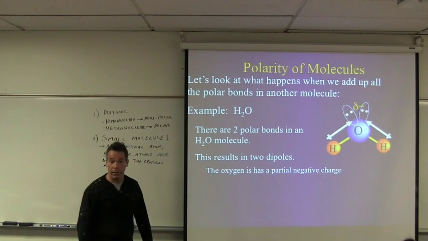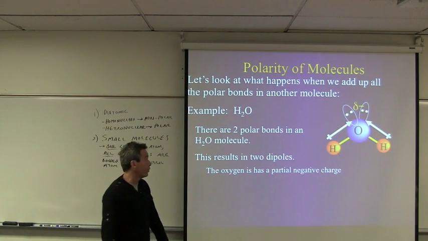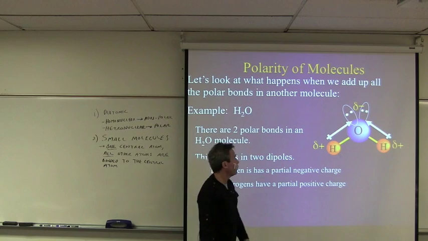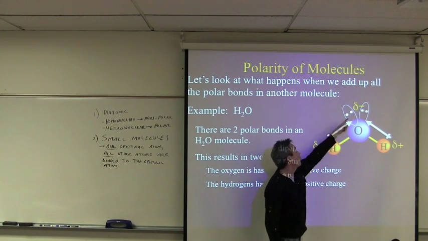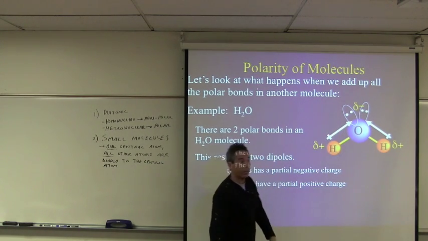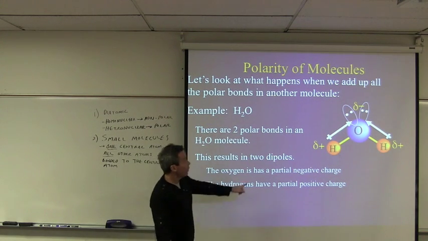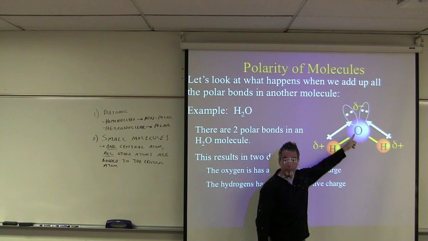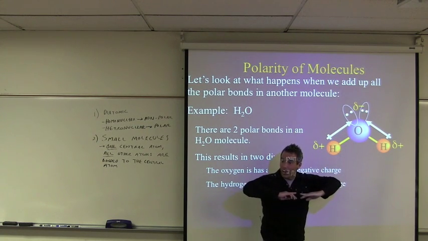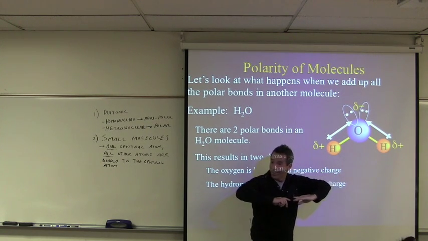Oxygen's more electronegative than hydrogen, so the oxygen gets a partial negative. Hydrogen gets a partial positive. We could do this with the arrows, or we could do this with the del minus and del plus. You notice that these aren't exactly symmetric, right? They're not going right towards each other.